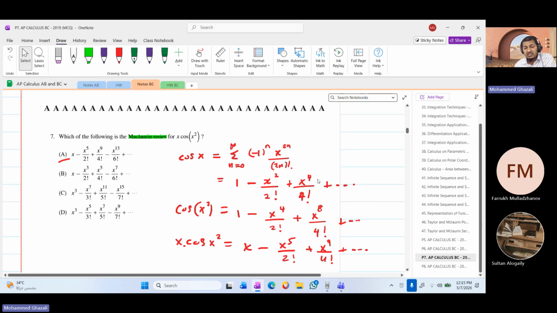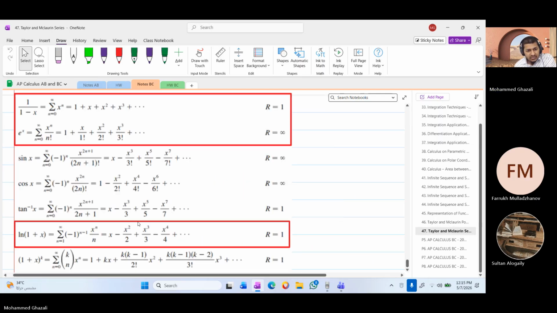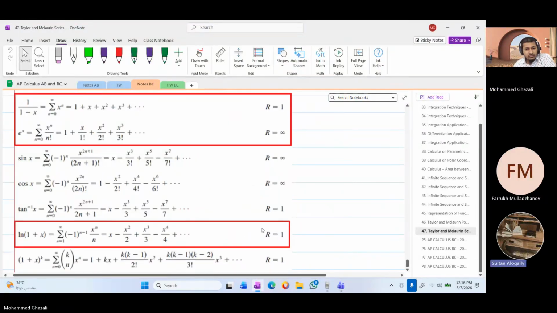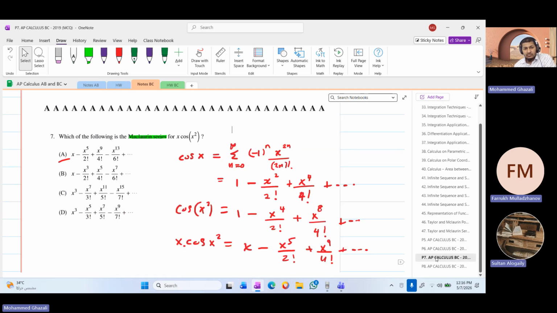Sin x starts with x. If it was, for example, x squared sin x, then it would start with x cubed. They're checking the knowledge of memorization, Ustad. Yes. So this is what a trick is.